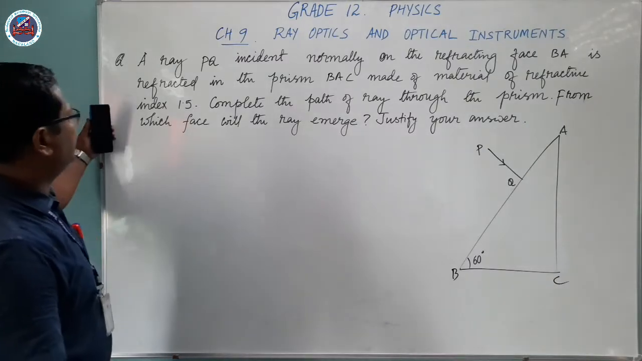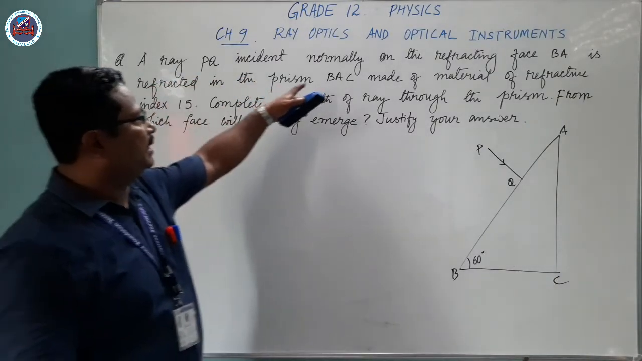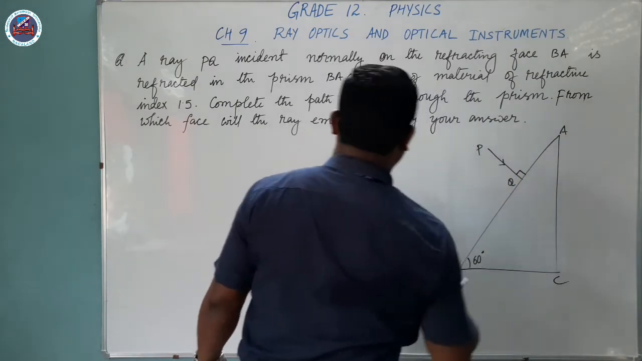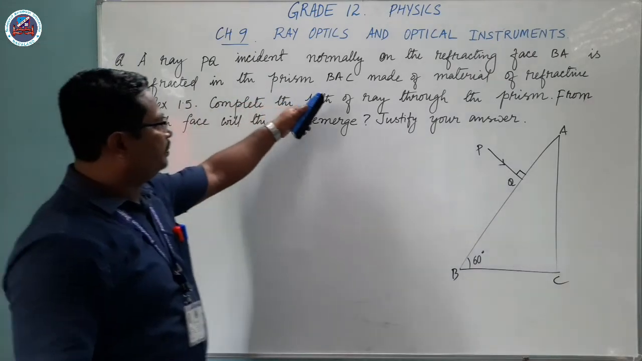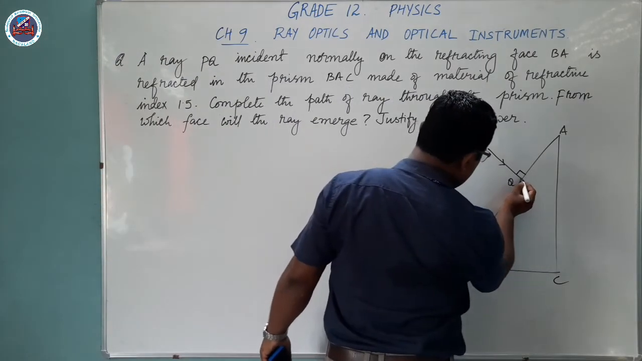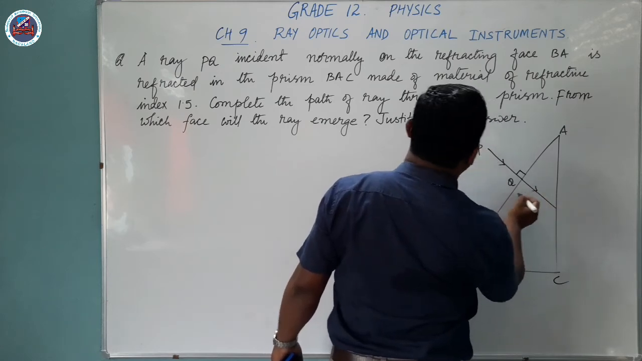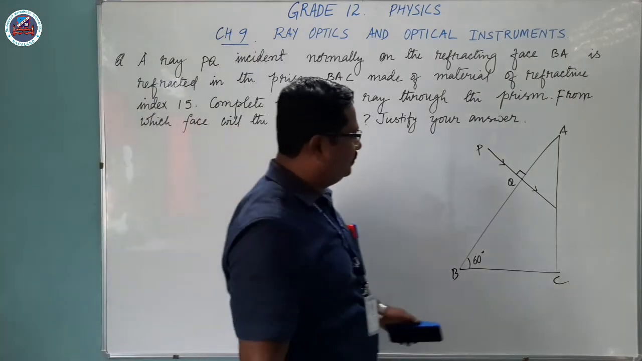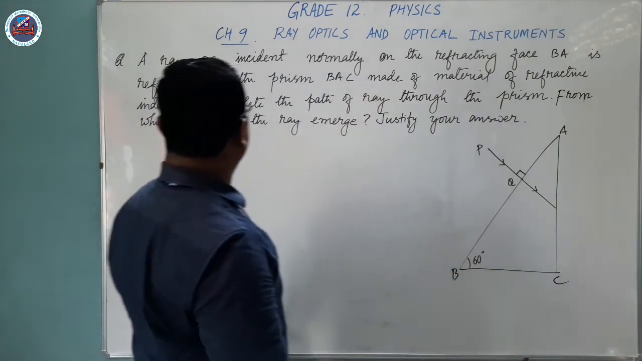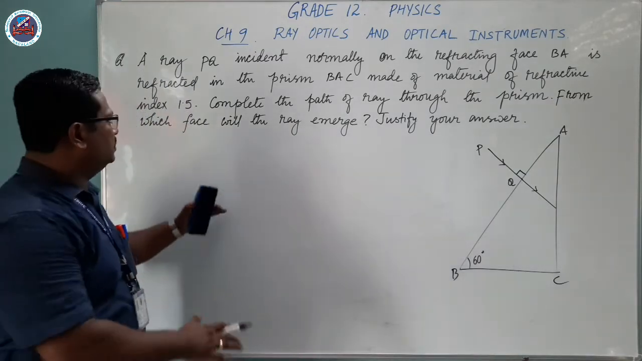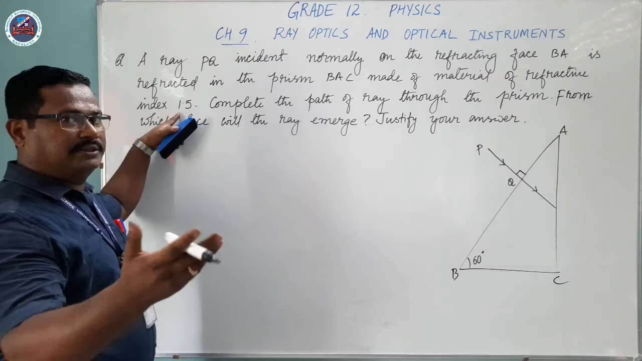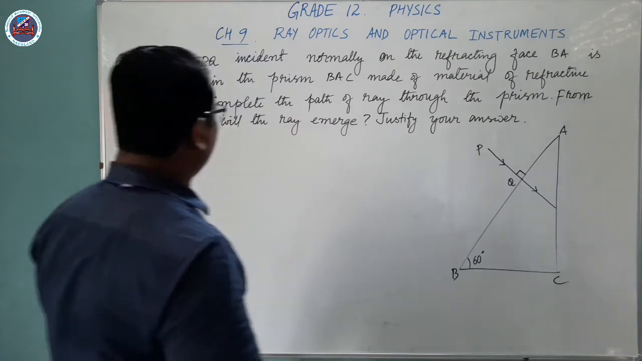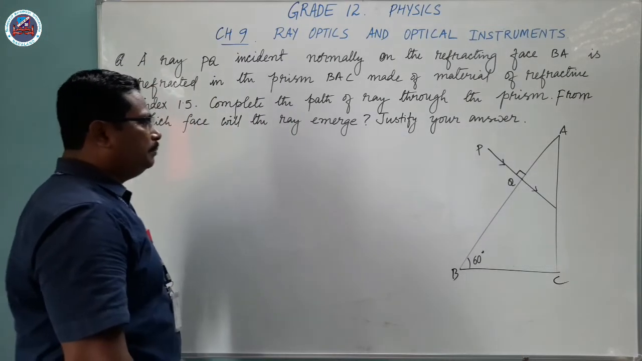Here it comes like this in example questions. A ray PQ is incident normally on the face AB and is refracted in the prism. If it comes normally and strikes the surface, it goes straight, that you know already. The material of the prism has a refractive index of 1.5. Think that you don't know whether it is made of glass or not, this value can vary from material to material. Complete the path of the ray through the prism.